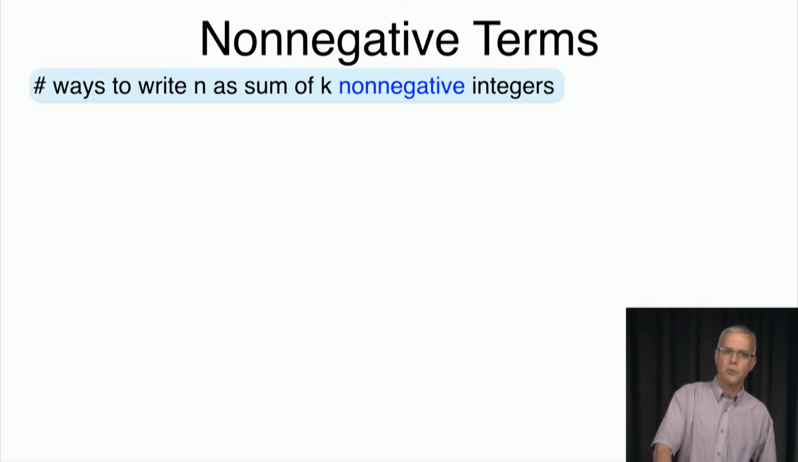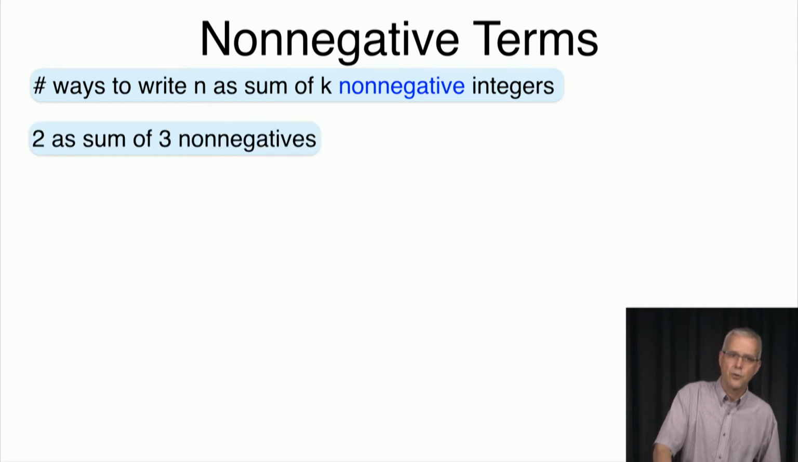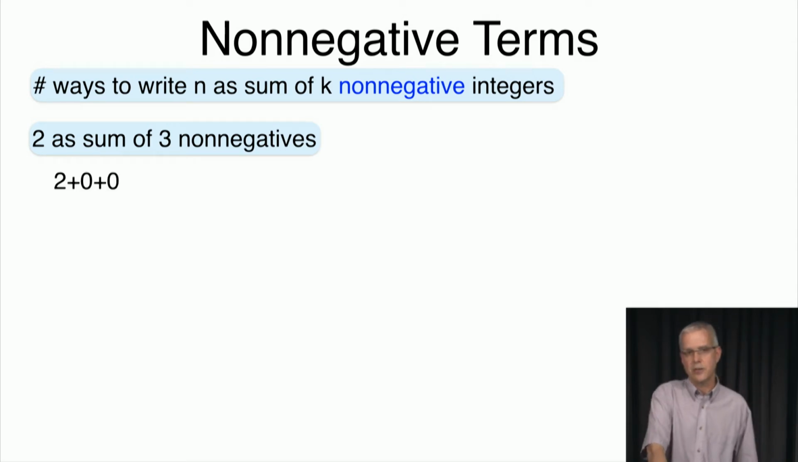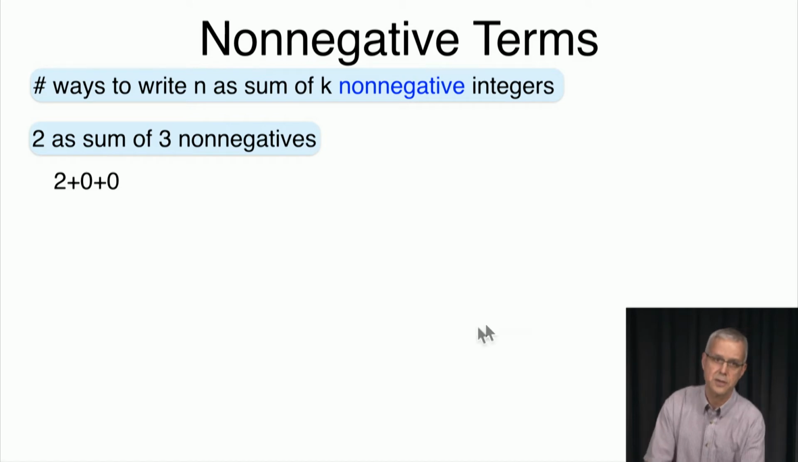Now we want to modify the question slightly. Instead of looking at positive terms, we want to look at non-negative terms. So we want to ask how many ways we can write n as a sum of k non-negative integers. Okay, so for example, let's see how many ways we can write 2 as a sum of 3 non-negatives. So we can write 2 as 2 plus 0 plus 0. That's 3 non-negative integers that sum to 2.